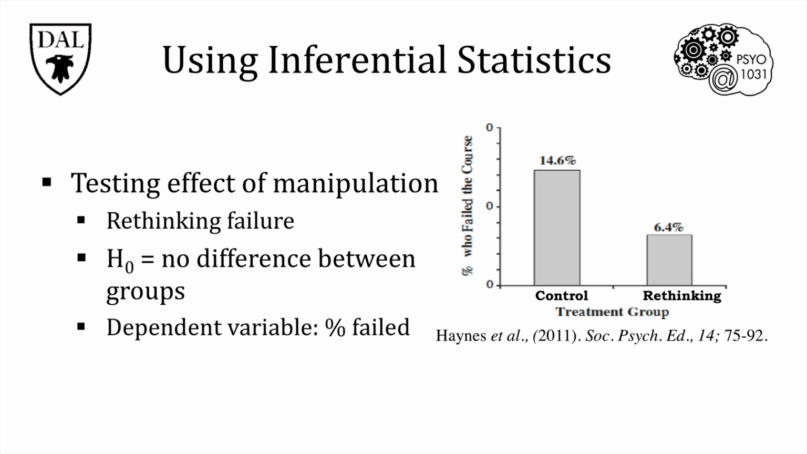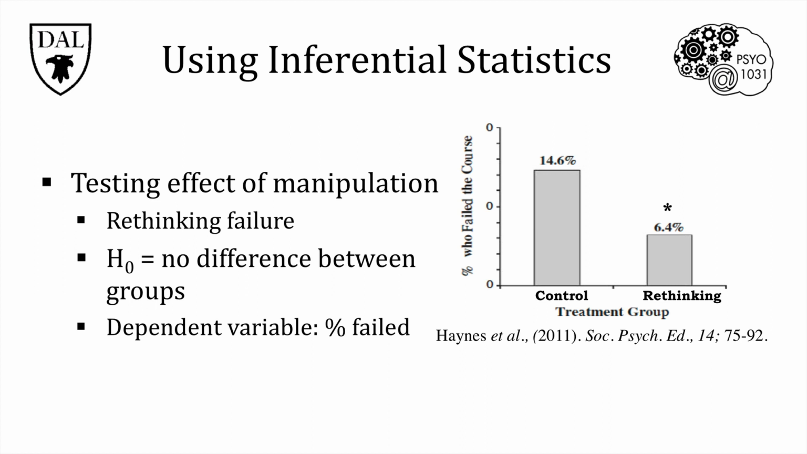The dependent variable they used in this study to look at the effect was the percentage of students who failed the course. What they found was striking. Far fewer students in the rethinking group failed the course. The researchers backed this up with a p-value of less than 0.05, which is usually indicated in graphs with an asterisk. This means that they found support to reject the null hypothesis that there's no difference between the groups, and so the authors can say with some confidence that their experimental manipulation did appear to improve overall course performance.